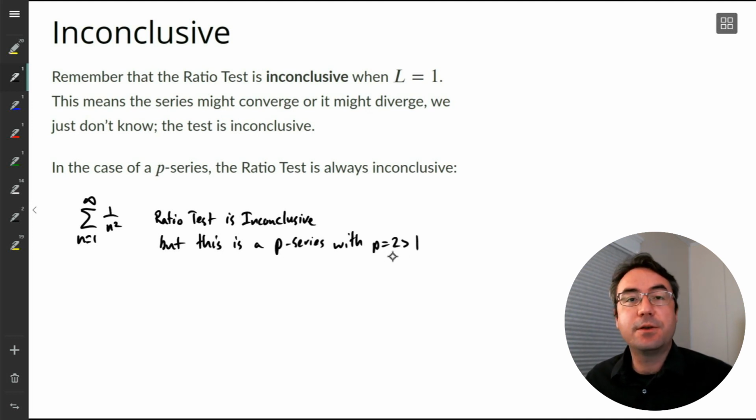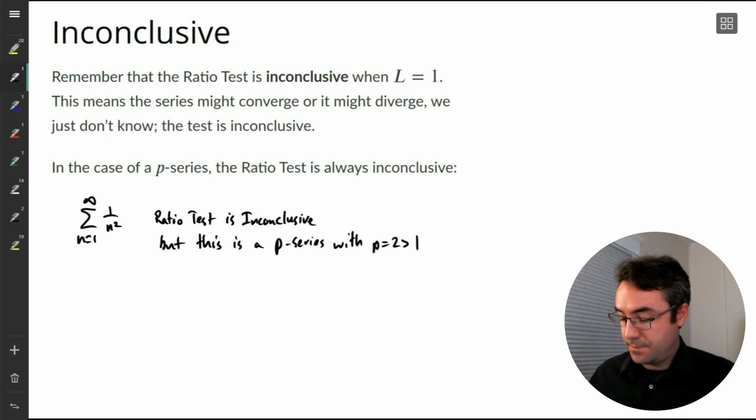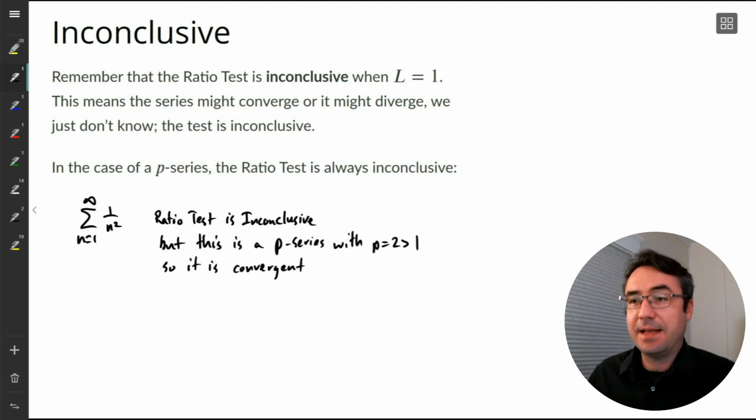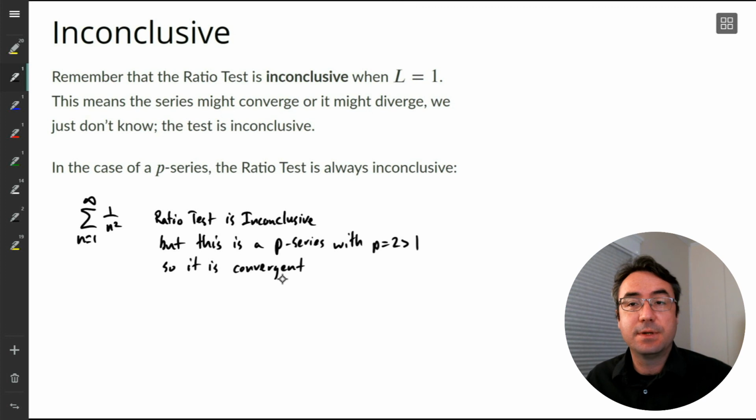So since our p-value is greater than 1, it is convergent. The ratio test does not tell us that, though. So the ratio test, if we were to do it, would show this is inconclusive, which means we don't know. It might be convergent, might be divergent. The ratio test doesn't tell us anything. We just know from previous lessons that this is actually a p-series. The p-value is 2, which is greater than 1, so it's convergent.